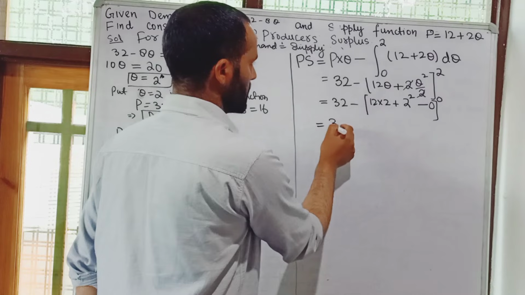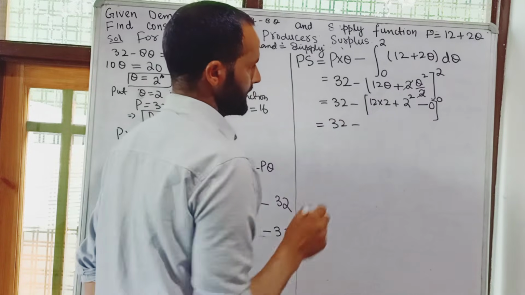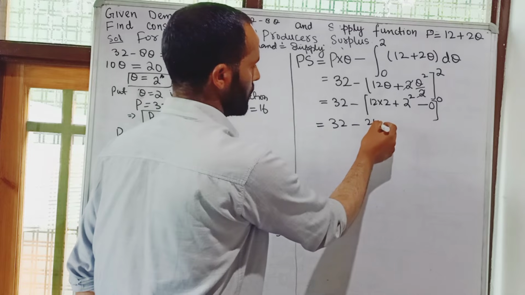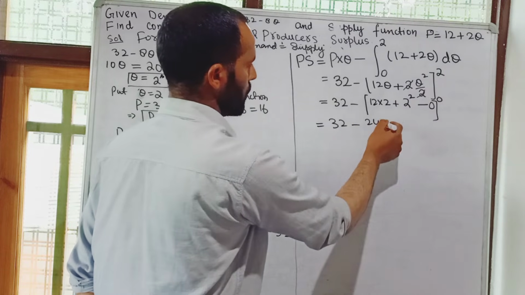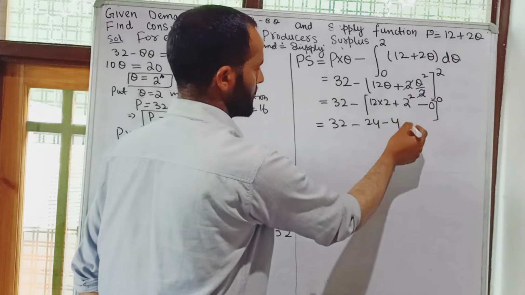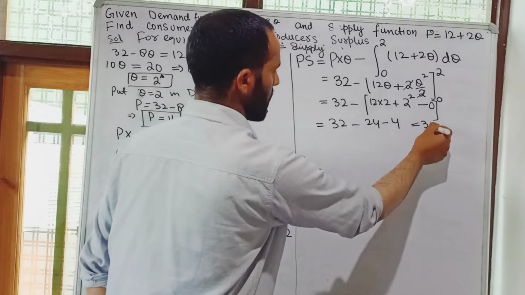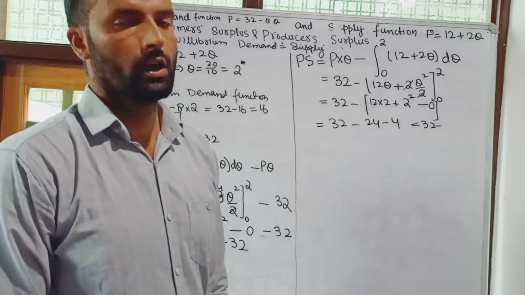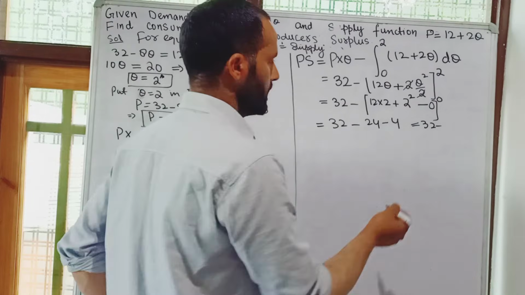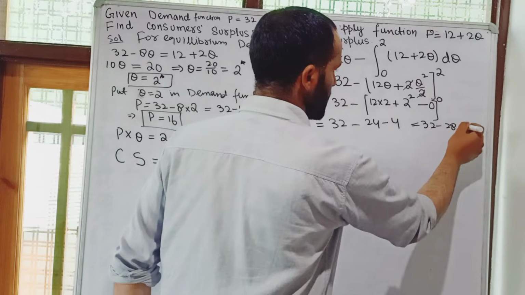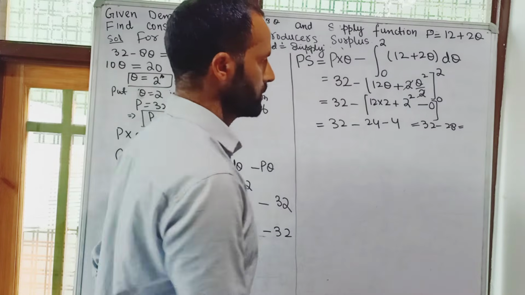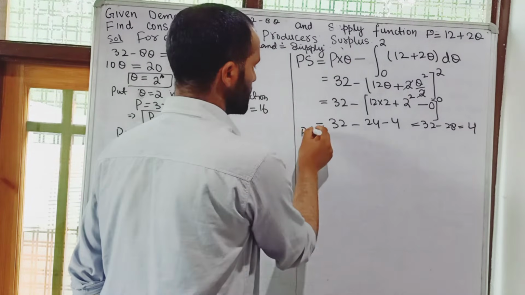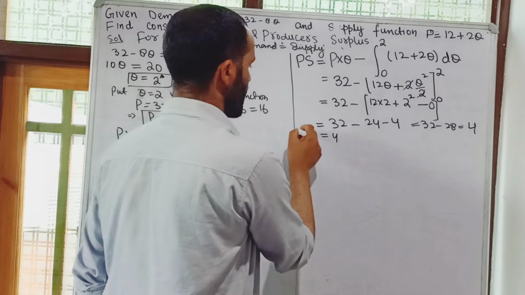Now this will become 32 minus, here 12 2s are 24, now 2 2s are 4, so this will become minus 4. This is 32 minus 24 minus 4, that is 28. Now 32 minus 28, that is 4. So our producer surplus is 4.